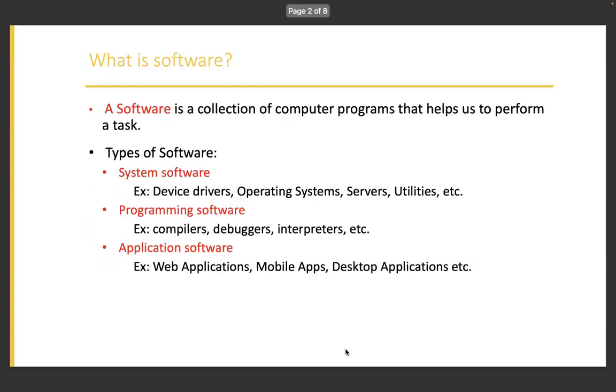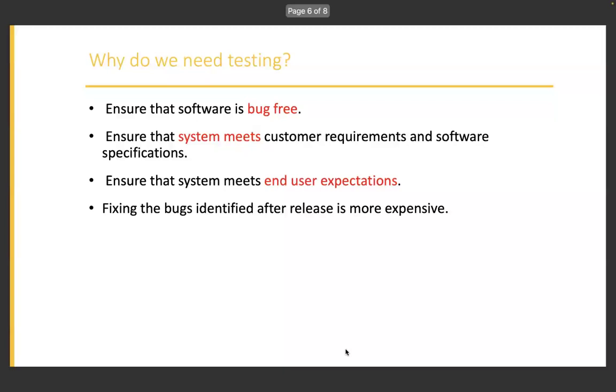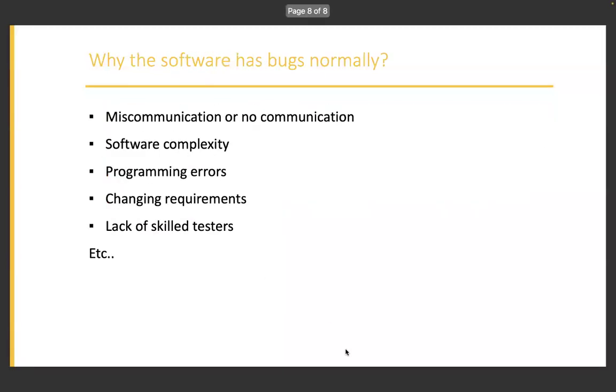So is everyone clear about what software testing is, software quality, product versus project? Why do we need testing, error, defect, and failure, and why does software normally have bugs? Okay, so I hope everyone is clear. Before moving on to the next part, I'll give you a brief introduction about myself.